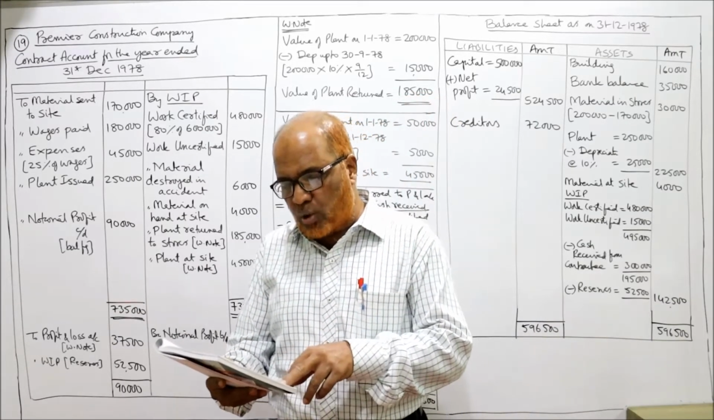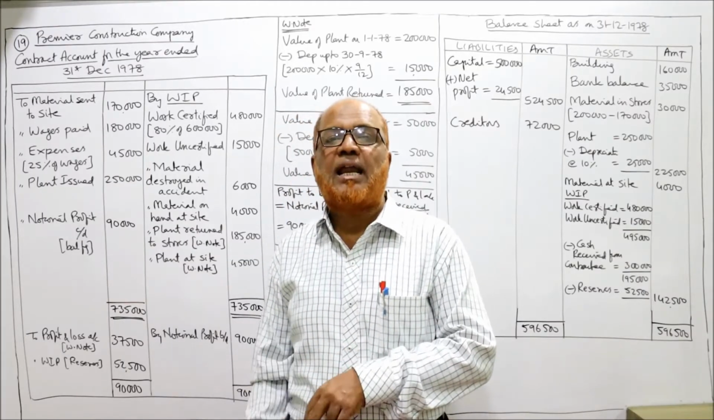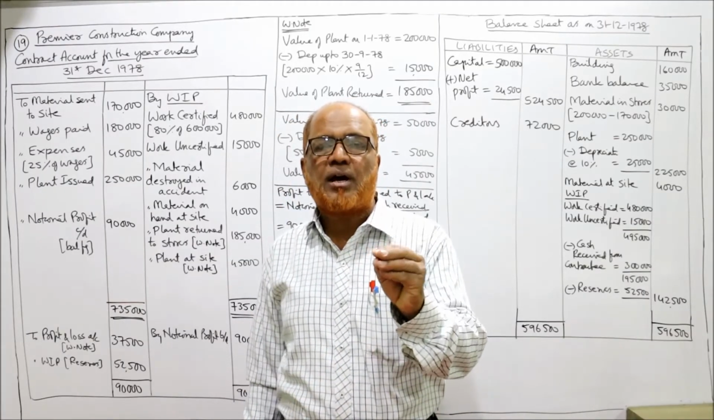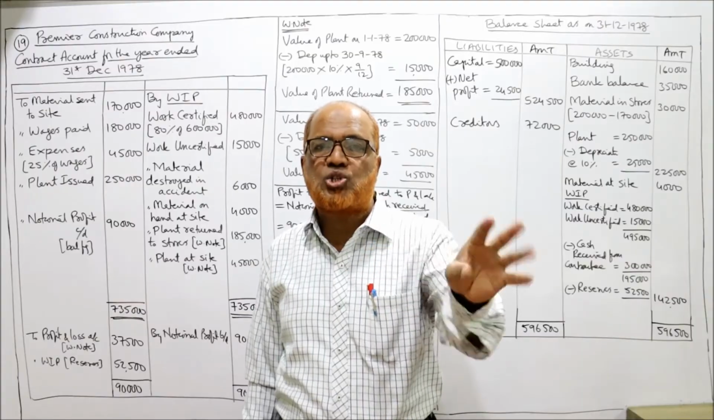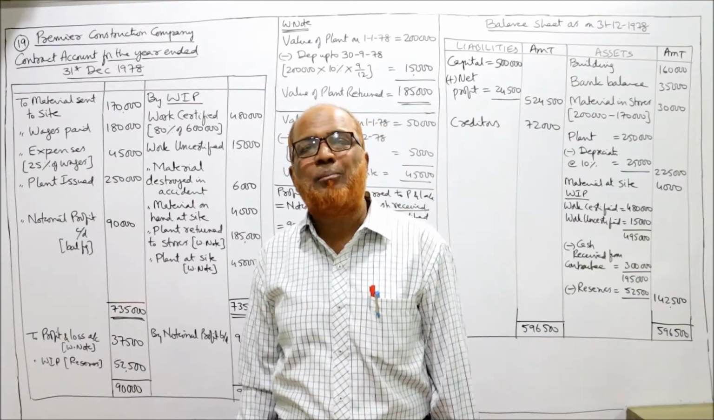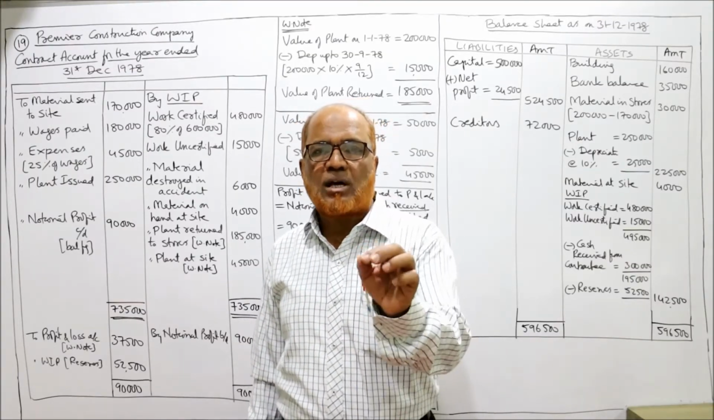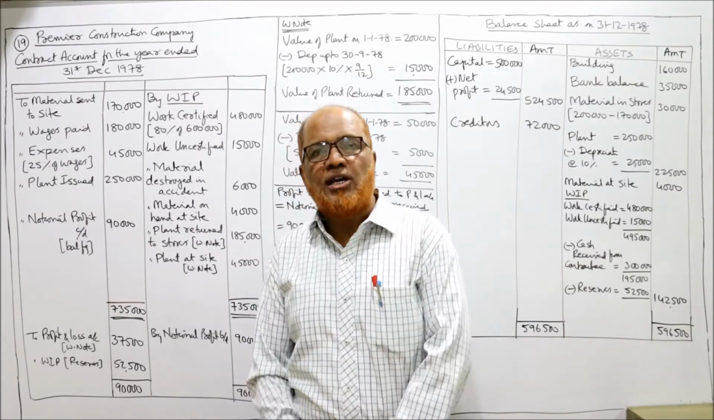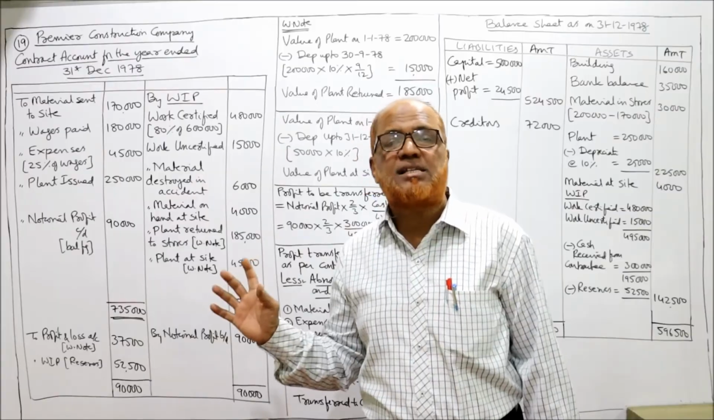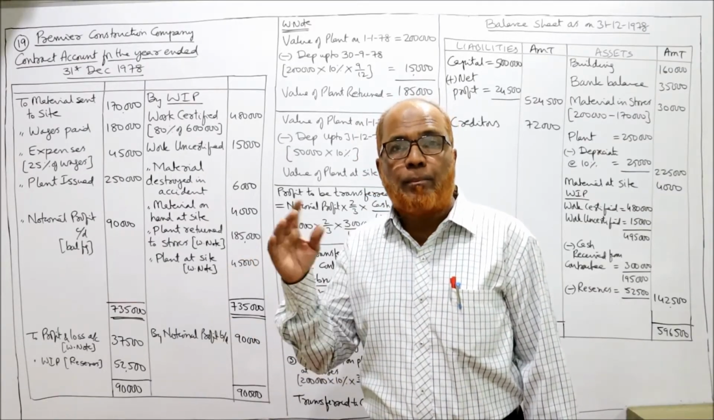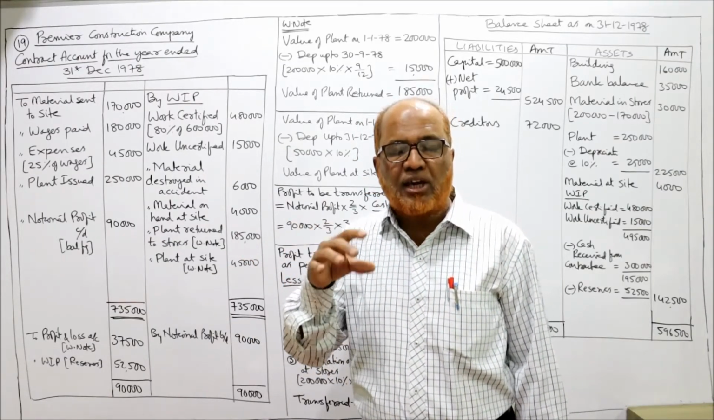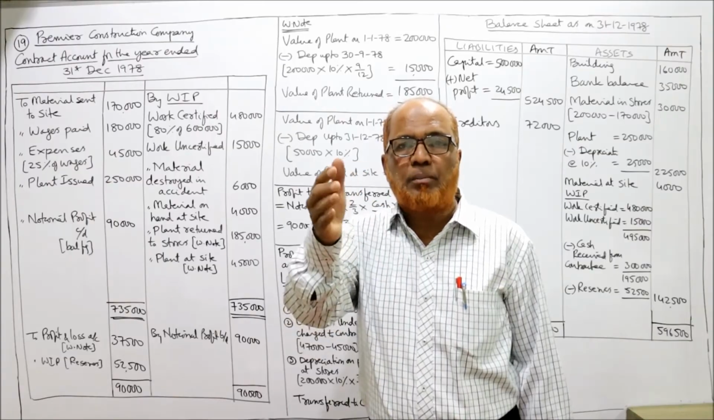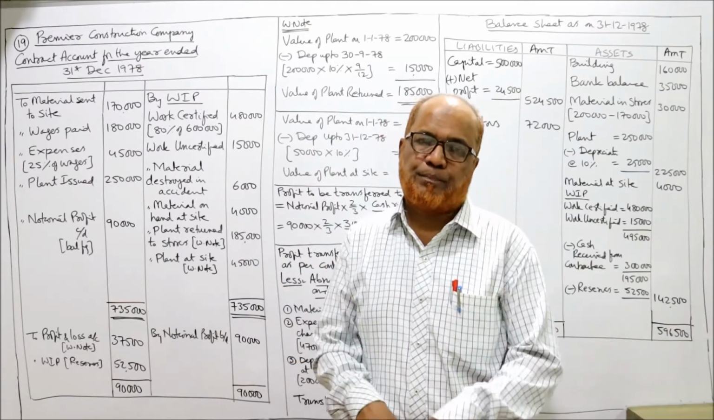But 6,000 of material were destroyed in an accident. 6,000 rupees of material was destroyed on the site in an accident. This is an abnormal loss. This 6,000 rupees material lost in accident is an abnormal loss. We will take the abnormal loss on the credit side of the contract account. Later, in the working notes, this abnormal loss will be deducted from the profit.